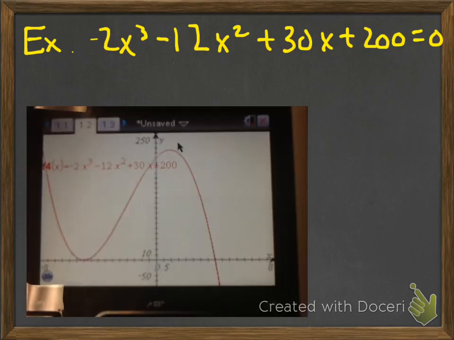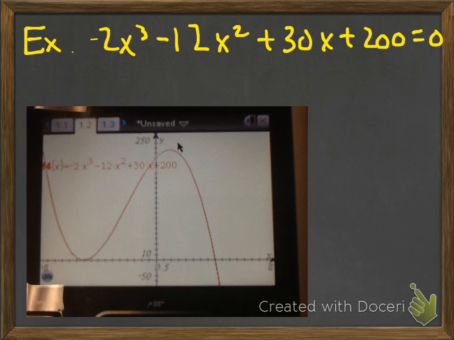Okay, here's another example. Negative 2x cubed minus 12x squared plus 30x plus 200. I graphed this one. I did change the window settings, and if you want to know how to change the window settings, check with me the next time. But basically I went to the menu, I went to window settings, and then I changed the x max and x min there. And you can see here my x min is negative 8, my x max is 8, y min is negative 50, y max is 250, and then I just let it do auto.